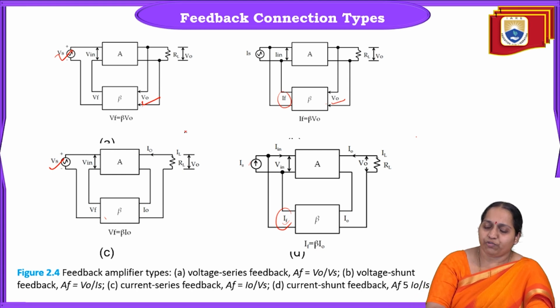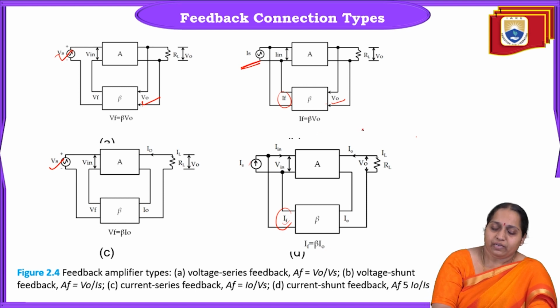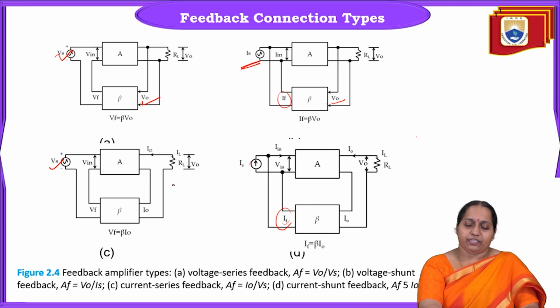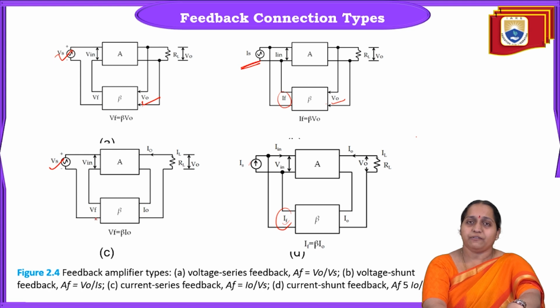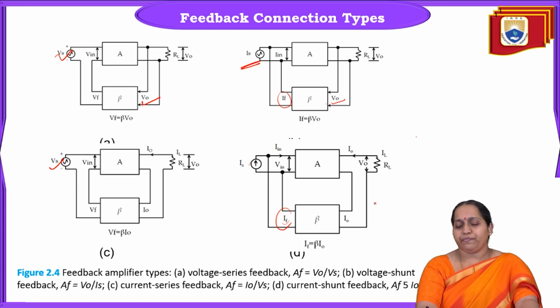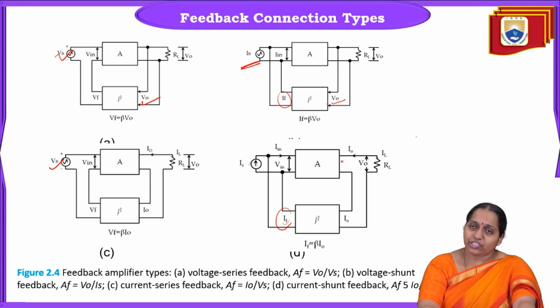Now in voltage shunt feedback, we are connecting this feedback signal If in parallel with the current source Is, so we call it voltage shunt feedback. And this one is current series feedback. Here we are tapping some current I0 as input to the feedback network. So I0 is given as input to the feedback network, but the feedback signal will be Vf, since it is a series connection. Vf is given in series with the source voltage Vs. Coming to the last one, current shunt: here also the output current I0 is taken as input to the feedback network.